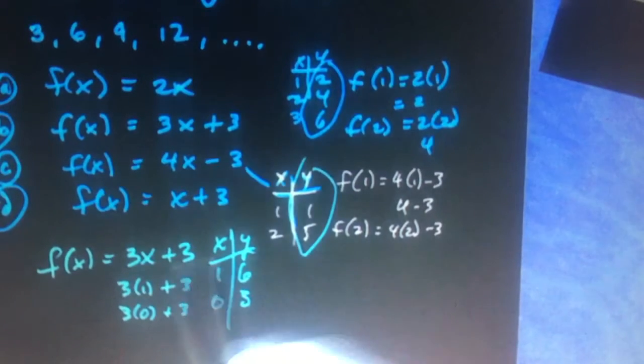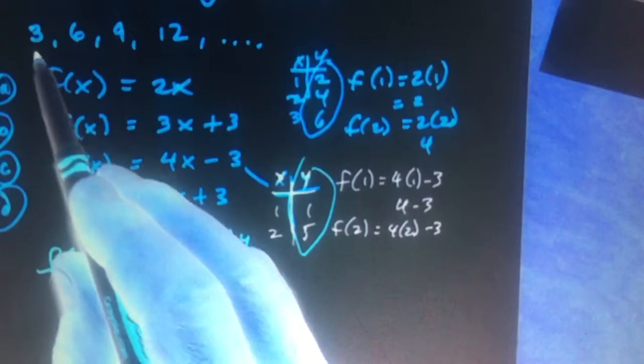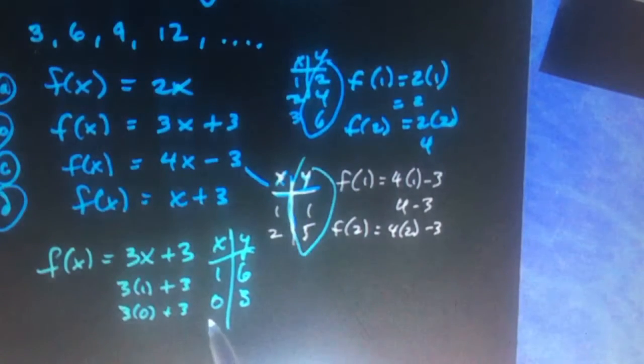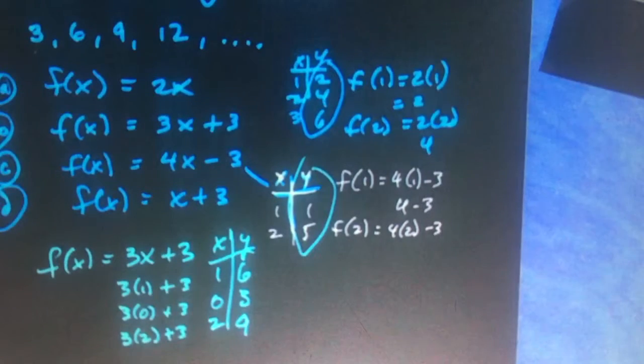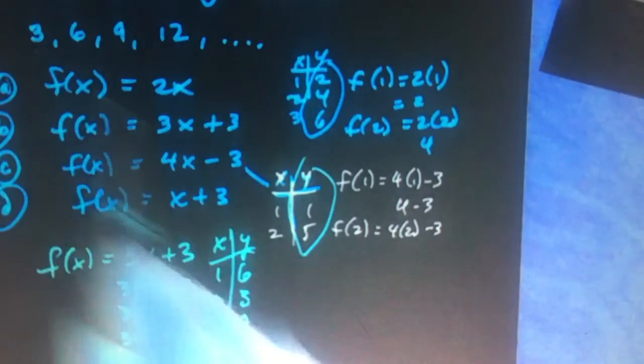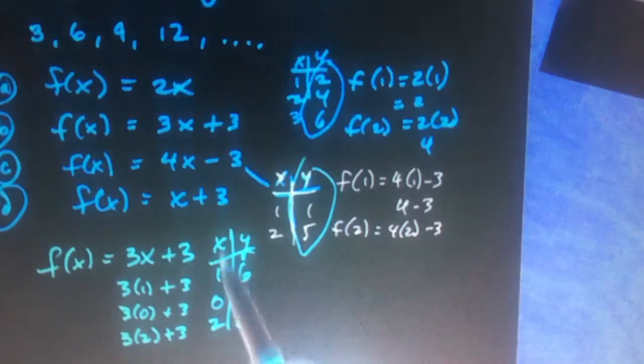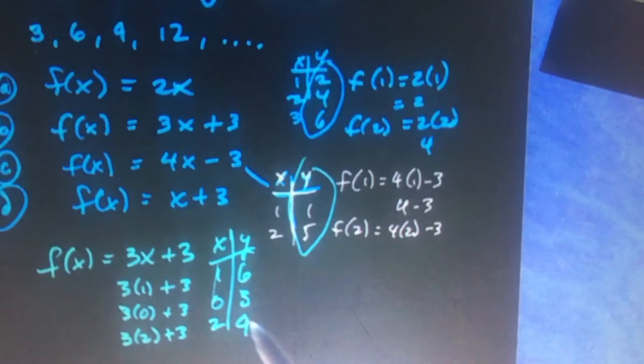And look what's going on. We now are starting to see that we have the sequence 3, 6, 9. Let's see if it happens with 9. We put in 2, we get 3 times 2 plus 3, and indeed we do. We get 9. And guess what? We have found the function that results from these values. In other words, these values are going to be the y values when we put in x values. The x values are the domain, the y values are the range.